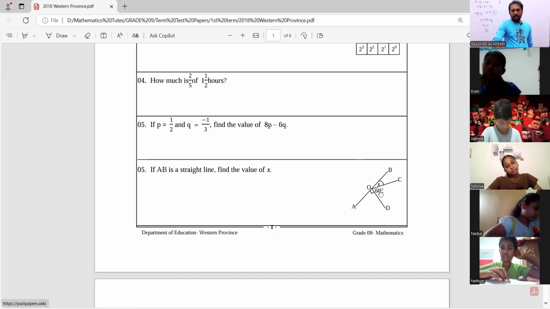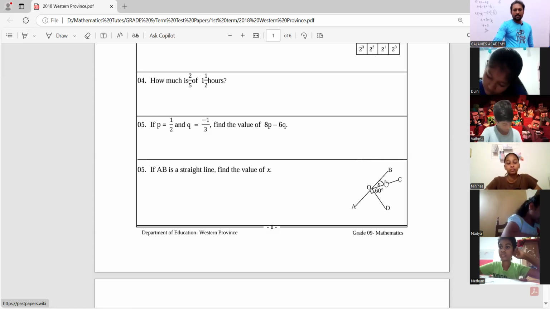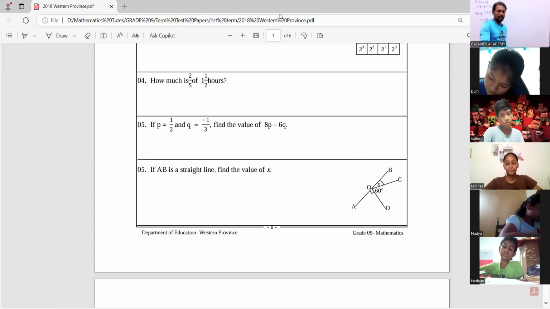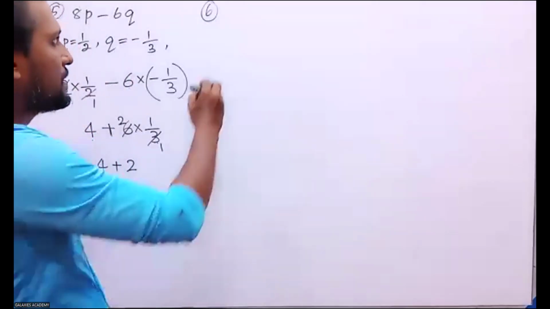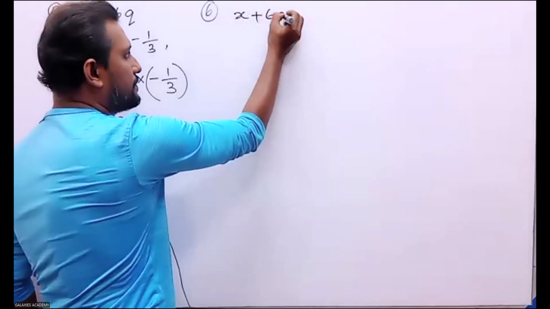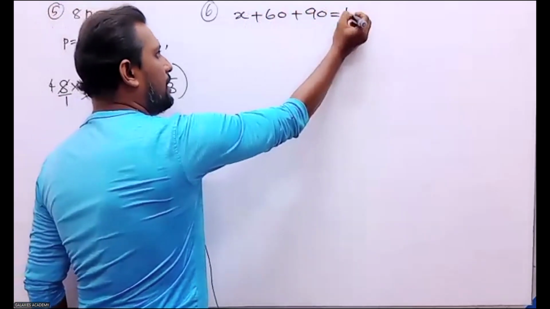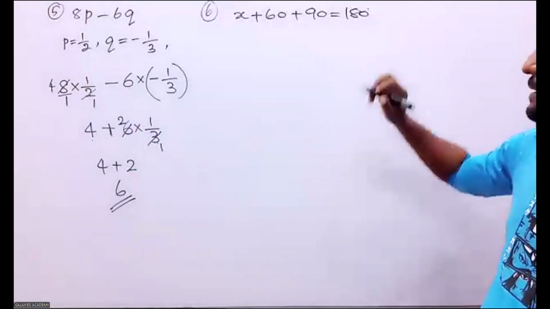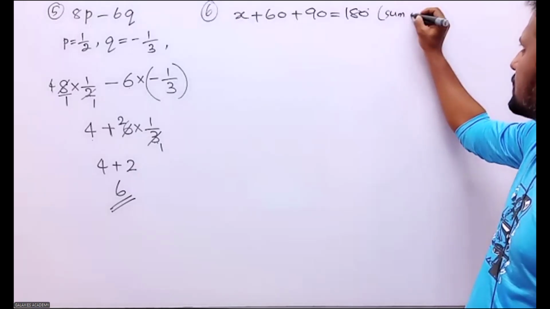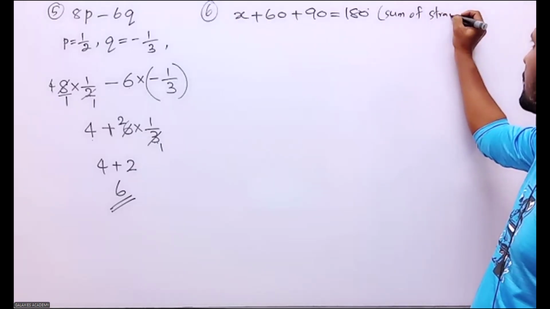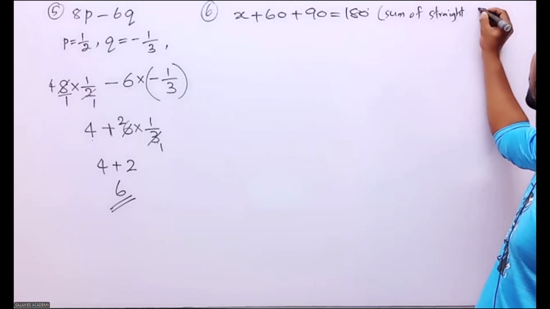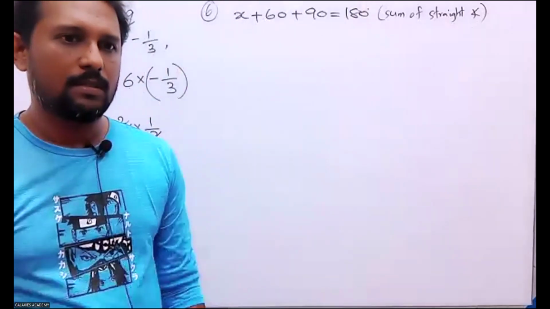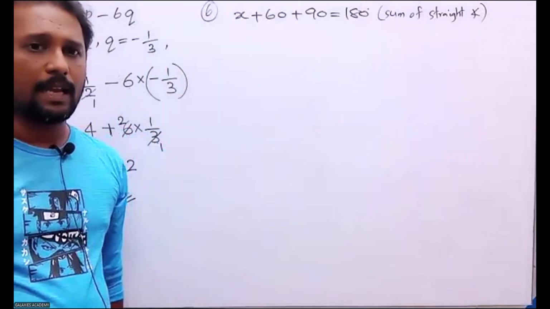Then there are three angles you can see on this straight line, no? X, 60 and 90. So I can write the simple equation x plus 60 plus 90 equal 180 degrees. Also you write down within brackets what's the reason for it. Sum of angles on a straight line, or sum of straight angle.